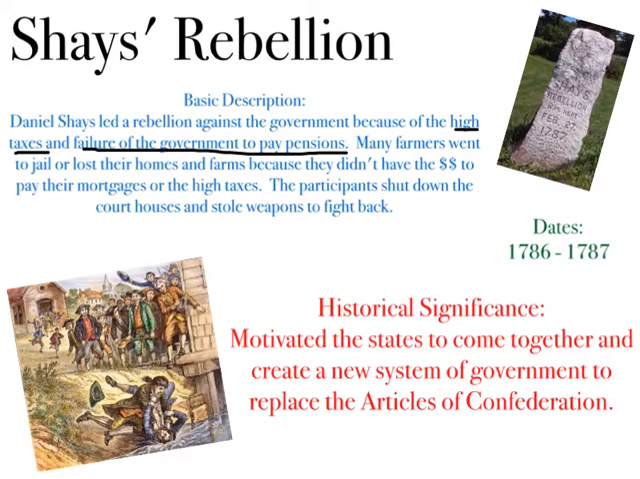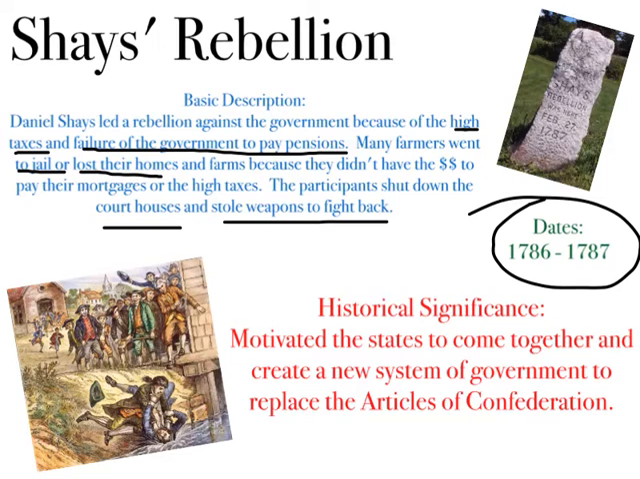So a lot of them wound up losing their homes, and they even went to debtor's prison. They went to jail because they didn't have the money to pay their mortgages or the high taxes. These folks ended up traipsing around Massachusetts. They ended up shutting down courthouses so that people could not be sent to prison, and they stole weapons from local armories in order to fight back. The dates of this rather interesting rebellion were 1786 to 1787. It started in the fall of 1786 and ended in the winter of 1787 when it was finally put down because Daniel Shays was killed.